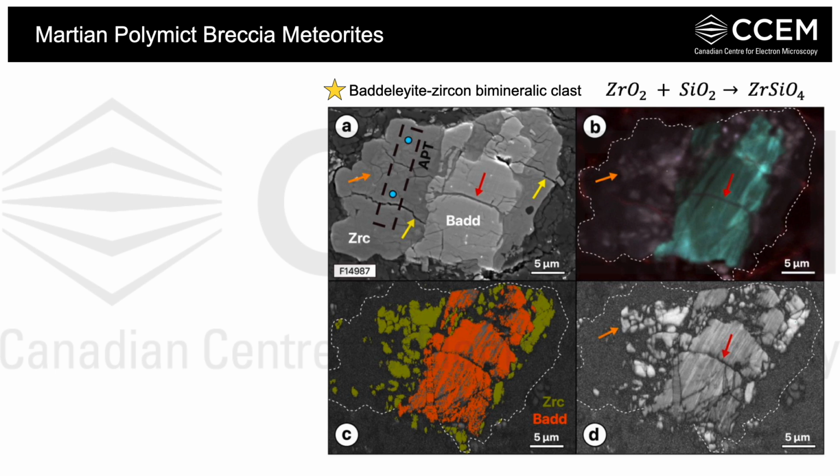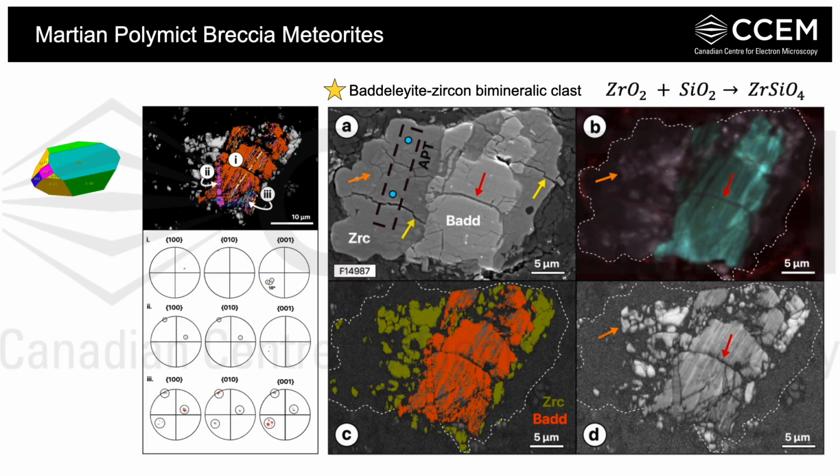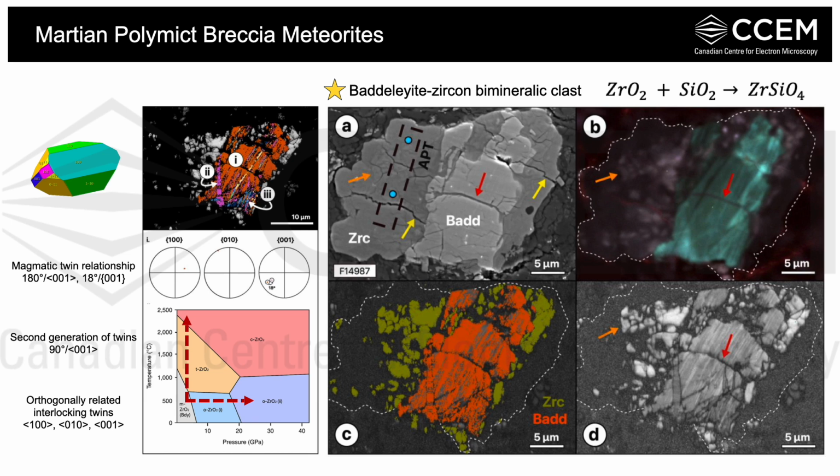And we can better highlight this using our Euler map and our pole plots. So on the right, this map highlights that we have magmatic twins, and then these appear to be cross-cut by a second generation of metamorphic twins. And then all these are overprinted by this mosaic of interlocking twin domains that seem to form orthogonally related groups of crystallographic orientation. And this is typically indicative of either high temperature or high pressure phase transformations, and then reversion back to our monoclinic structure.